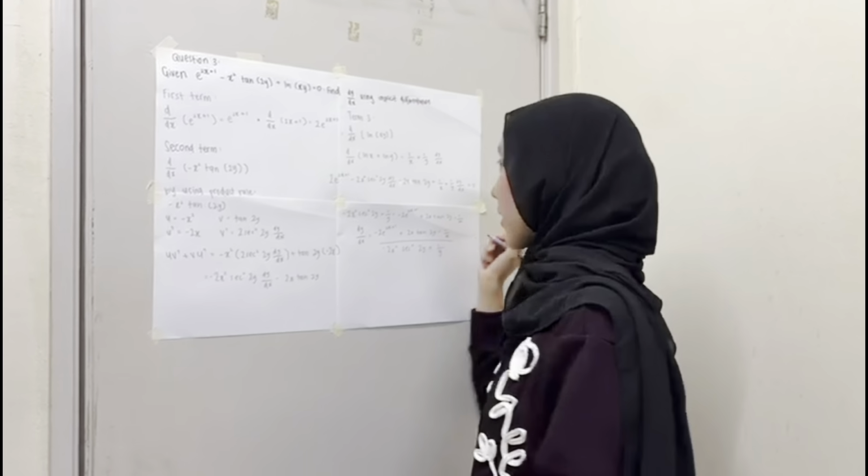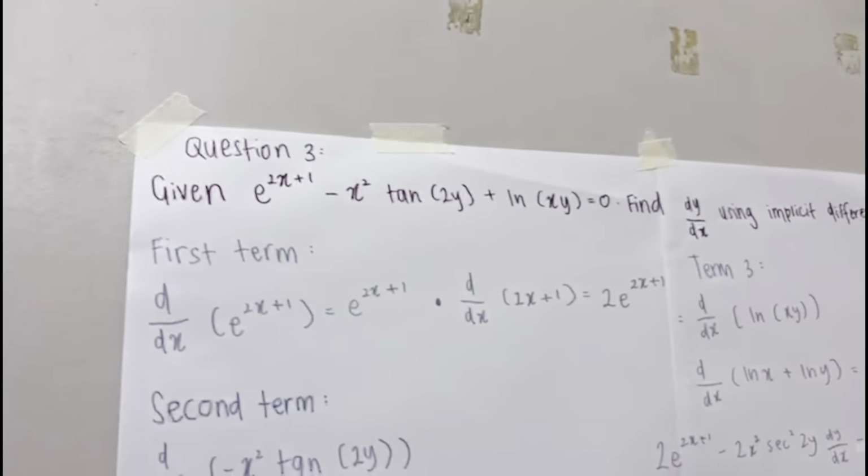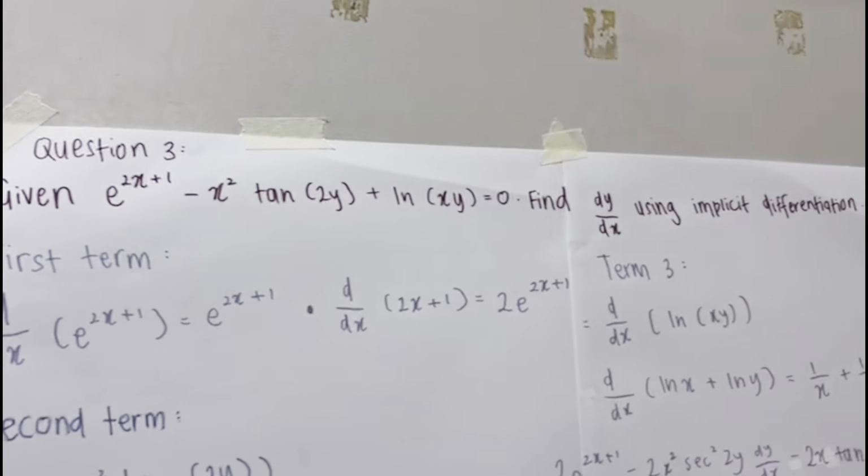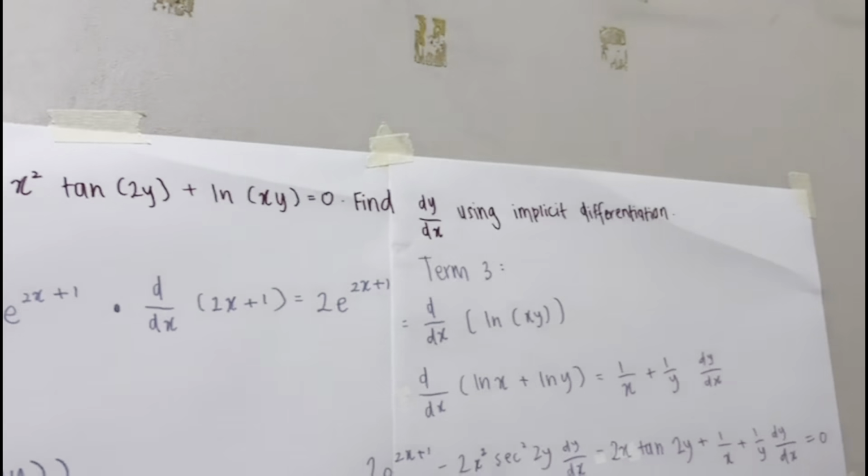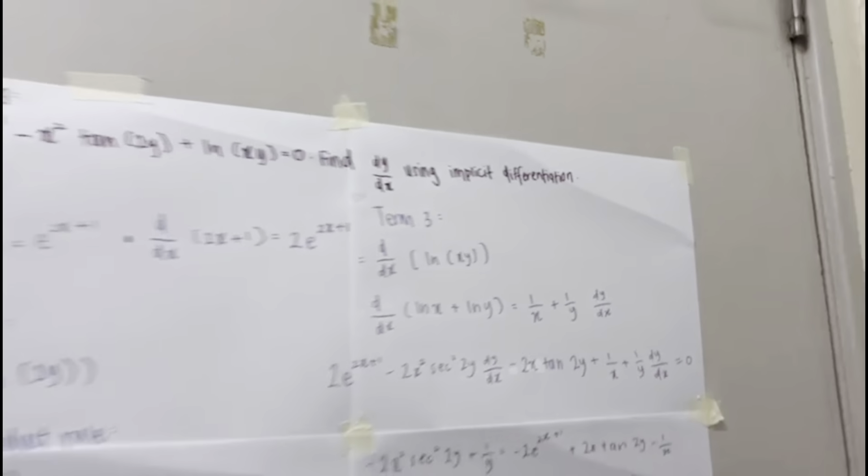Let's solve question 3 together with me. Given e to the power of 2x plus 1 minus x squared tangent 2y plus ln xy equals 0. Find dy dx using implicit differentiation.